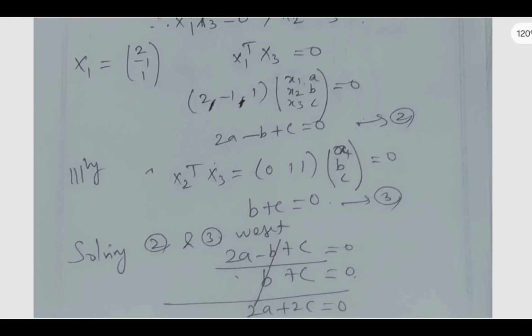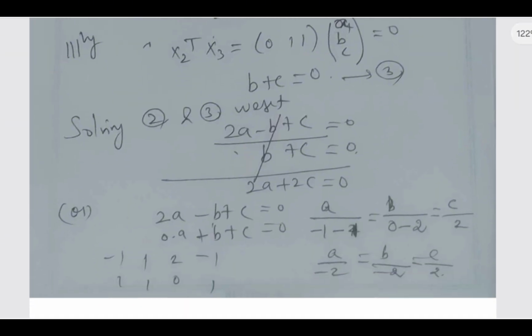Similarly, you take the vector we already found, x2. You take x2 transpose x3 equal to 0. So x2 is already 0, 1, 1, and I put it as a row matrix. Then ABC equal to 0 means 0 into A plus 1 into B plus 1 into C equal to 0. B plus C equal to 0 is the fourth equation. So solving 3 and 4, you have 2A minus B plus C equal to 0 and B plus C equal to 0. So you get 2A plus 2C, that means 2A is equal to 2C, that means A equal to C.